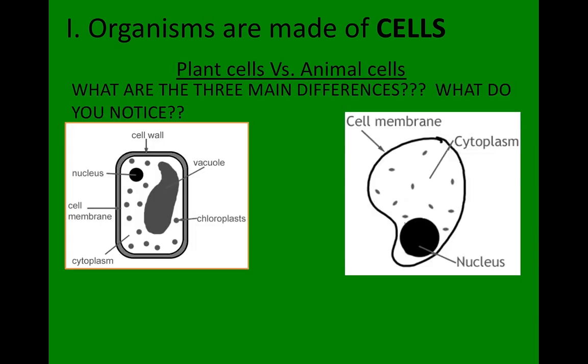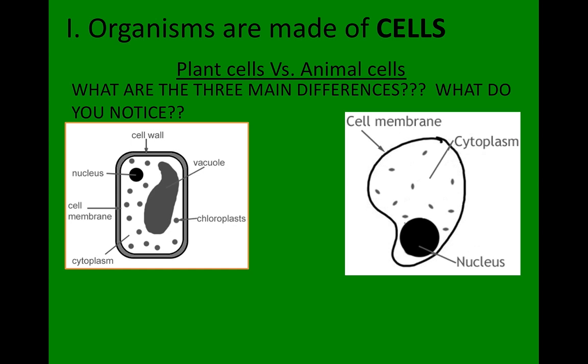Plant and animal cells have a lot in common. They're both eukaryotic cells, but they also have some major differences. So take a second and look at these two really simplified diagrams of a plant cell and an animal cell, and look to see what comes to your attention that makes them look a little different.